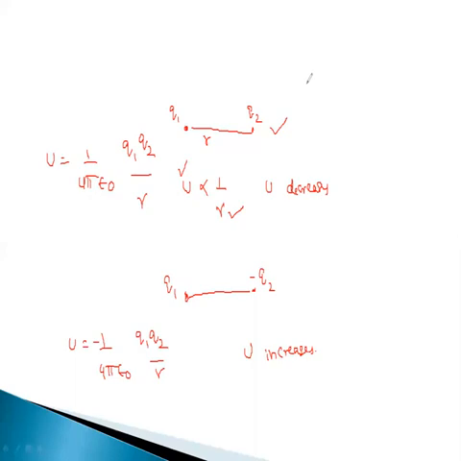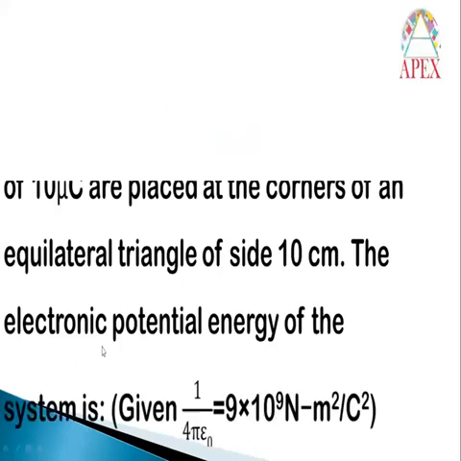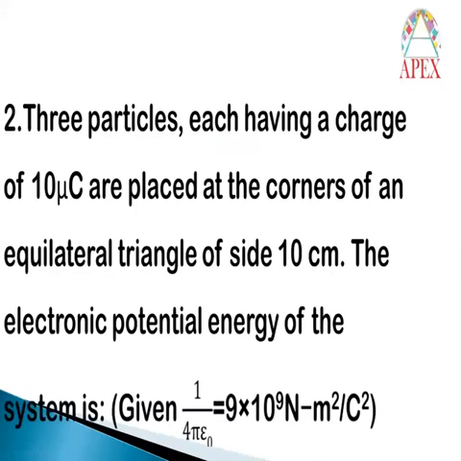Okay. Now, question number 2. 3 particles, each having a charge of 10 microcoulomb, are placed at the corners of an equilateral triangle of side 10 centimeters. The electric potential energy of the system is. So 3 particles are taken, each having 10 microcoulomb, and the side of the triangle is 10 centimeters.